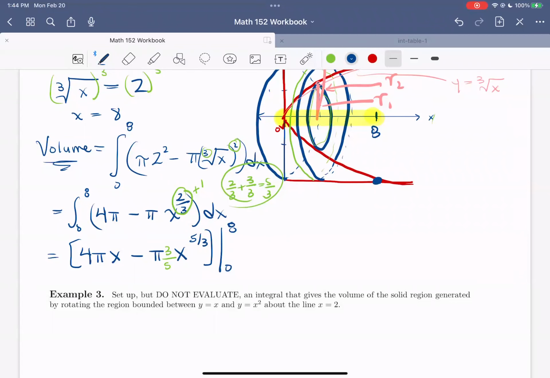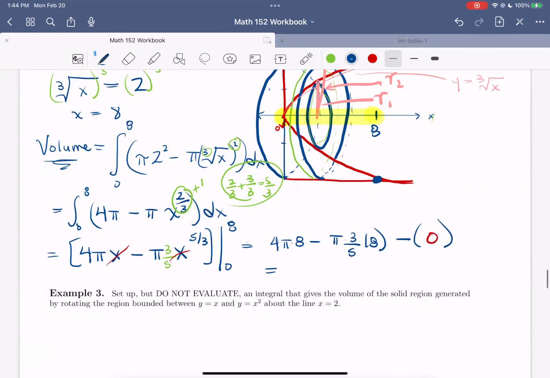All right, so when we do that and we plug in 8, we get 4 pi times 8 minus pi times 3 over 5 times 8, minus, then we're going to plug in at 0. But notice when we plug in at 0, both terms go away. So we just get a minus 0. All right. And now when we combine that, we can see that we can factor out a pi from both sides. And when we compute that difference, we get 64 over 5 pi.